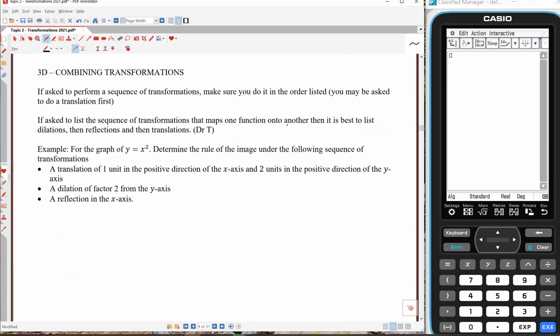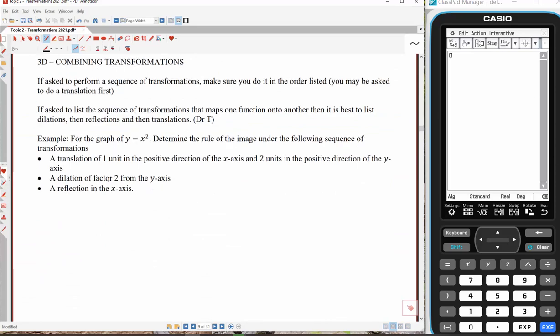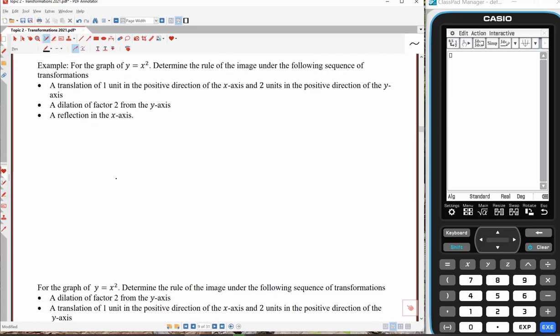Right, so what we finished up on was combining transformations. Okay, so we got the graph of y equals x squared. And what we were doing was determining the rule of the image under these transformations. So we just did the 3 transformations and we stepped it through. And I did it using mapping and function. So let's let f of x equal x squared. Let's do this by function first. So translation, 1 unit in the positive direction of the x-axis, 2 units in the positive direction of the y.